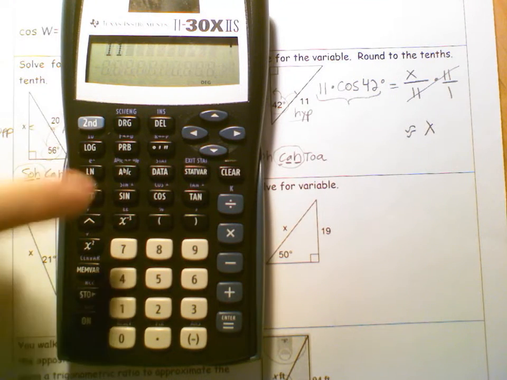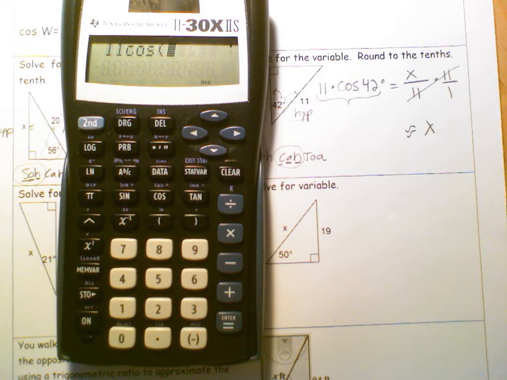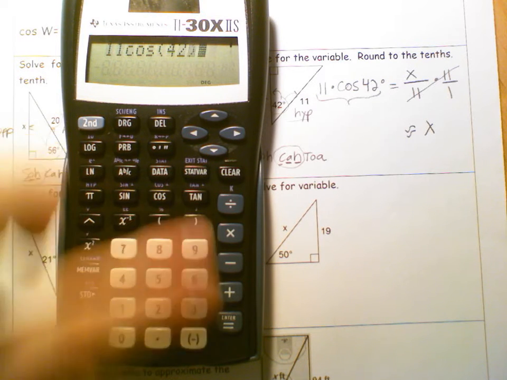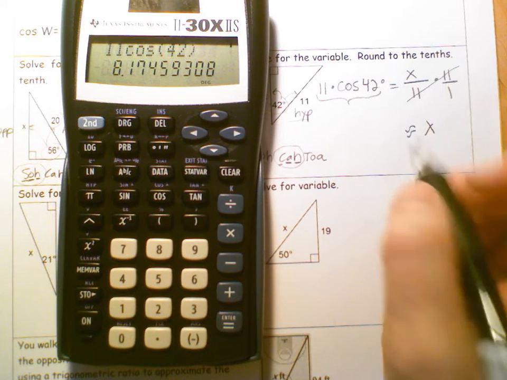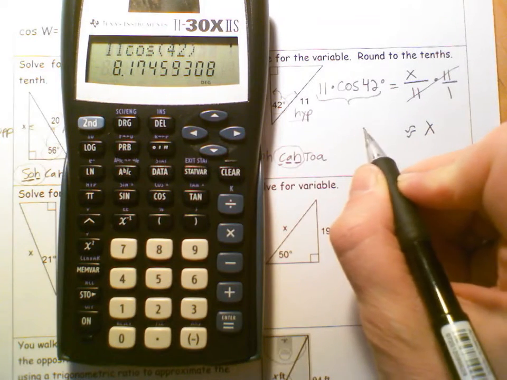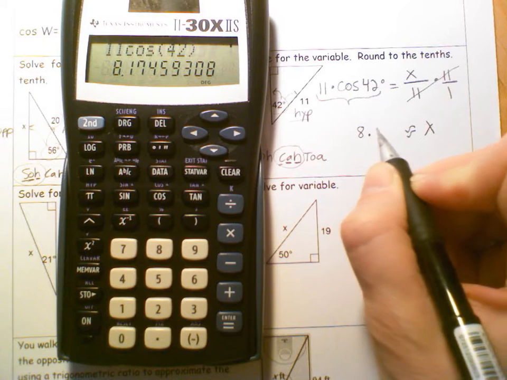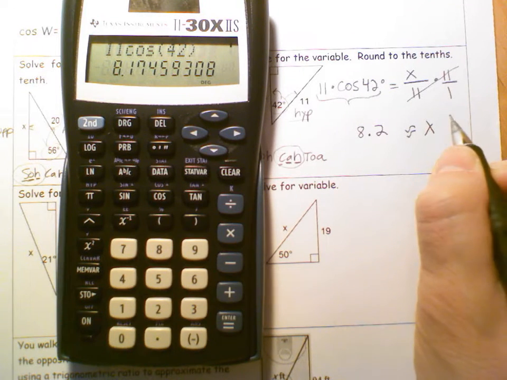So I'm going to say 11 times the cosine of 42, right? And I get 8.1745. All right, so again, because I'm finding a side length, I'm not going to take it 4 places. I'm only going to take it 1 place. So that would round to 8.2.